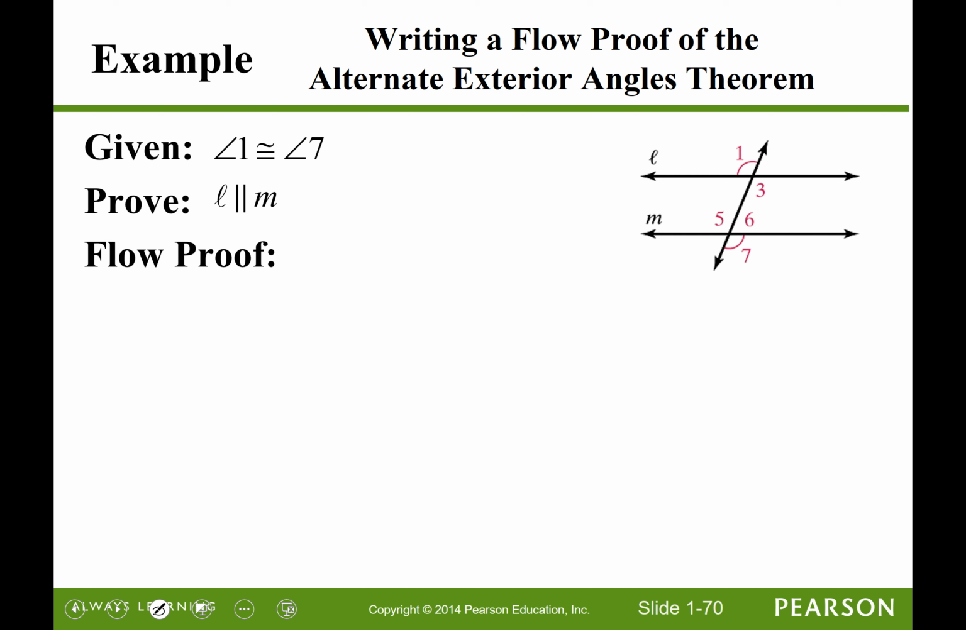All right, let's practice writing a flow proof of the alternate interior angles theorem. So this is the theorem we just covered. We're just going to write a flow proof to see the proof of it. Okay, so we are given angle 1 and angle 7 being congruent.